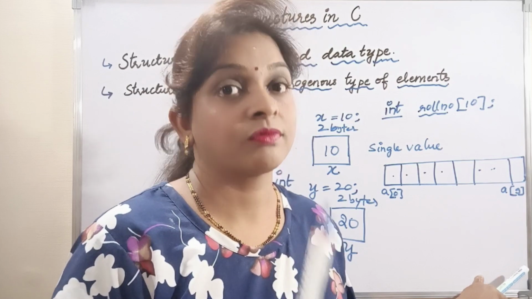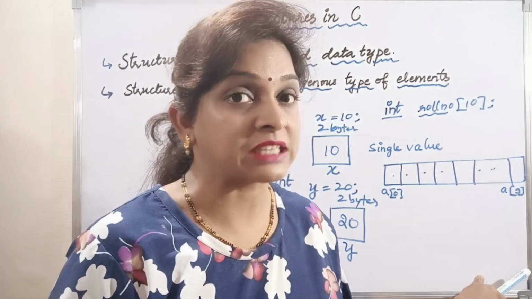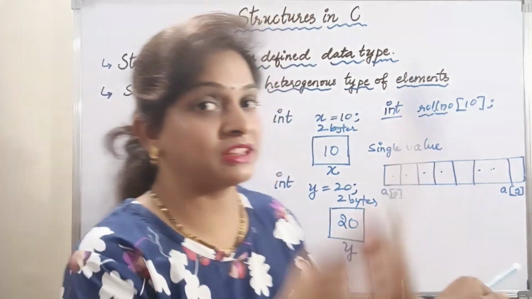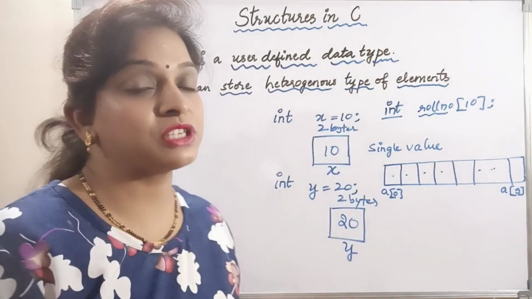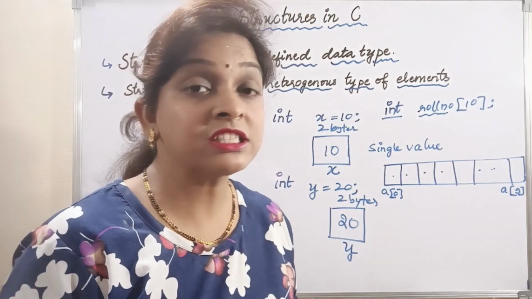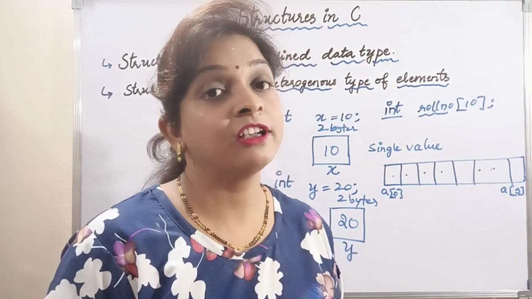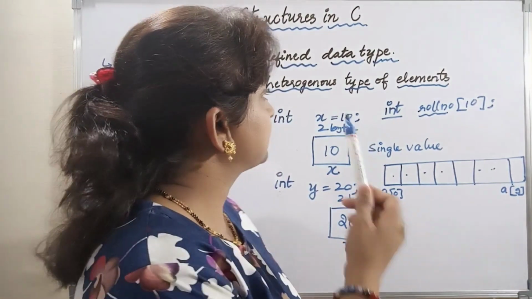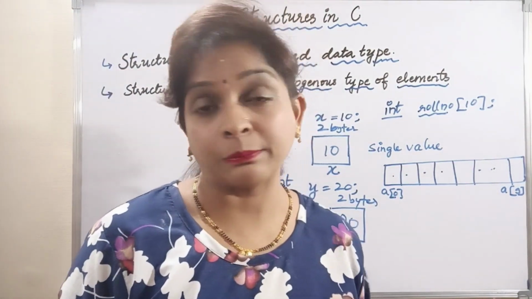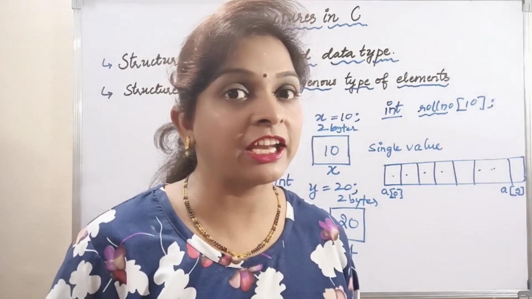So I have to store heterogeneous types, means I have to go with this structure. And hence it is saying it is heterogeneous type of elements, means values of different type, multiple values of multiple types. And it says it is user defined data type. Of course, user is creating a new data type.